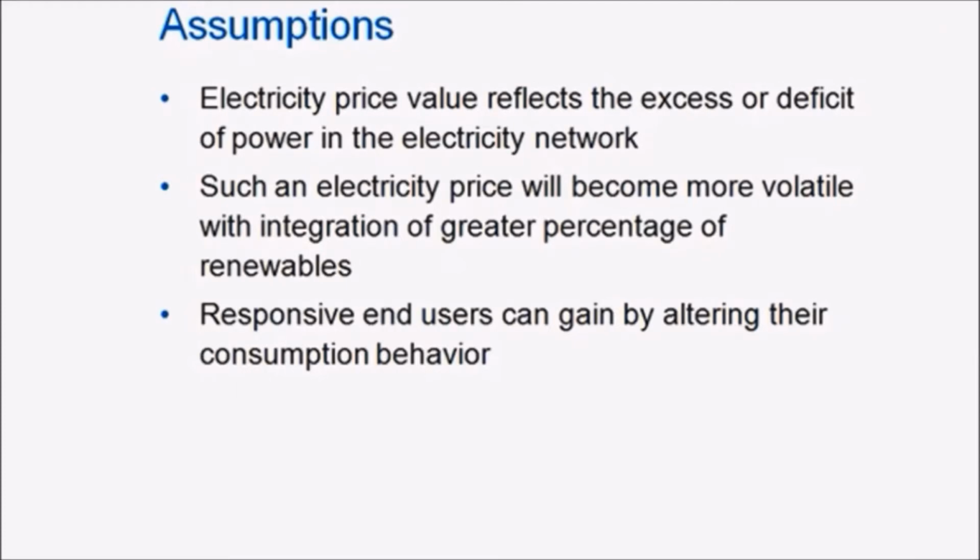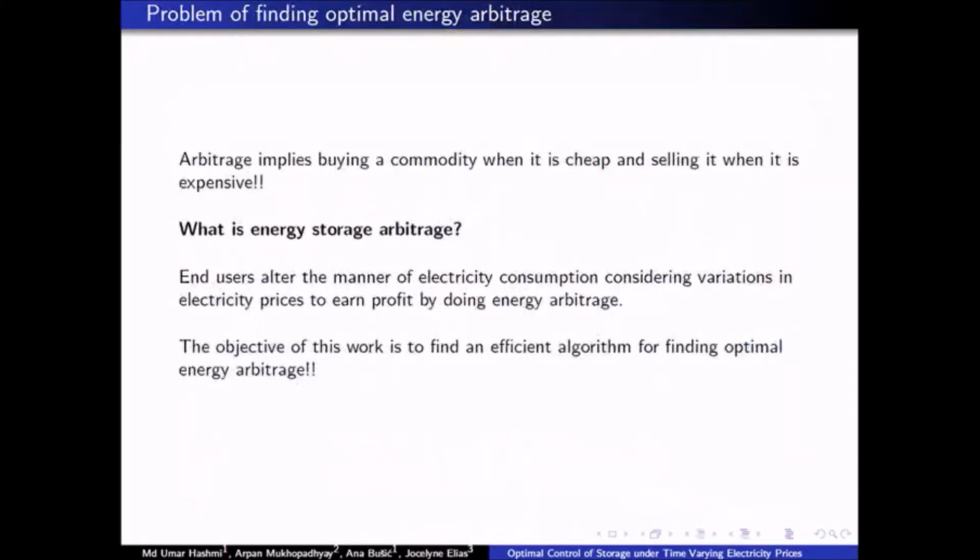Responsive end users can gain by altering their consumption behavior. Arbitrage implies buying a commodity when it is cheap and selling it when it is expensive. End users having energy storage can alter the manner of electricity consumption, considering variations in electricity prices to earn profit by doing energy arbitrage. The objective of this work is to find an efficient algorithm for finding optimal energy arbitrage.